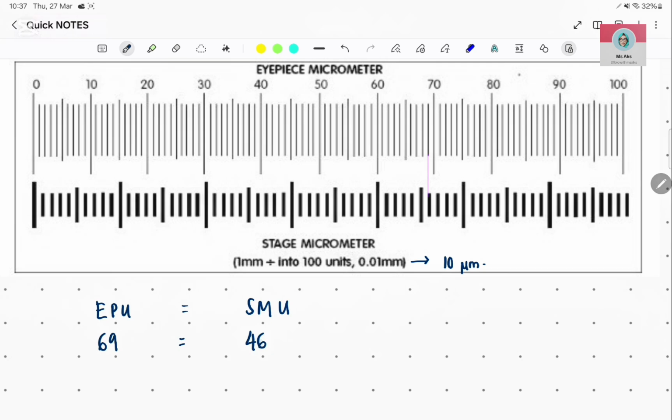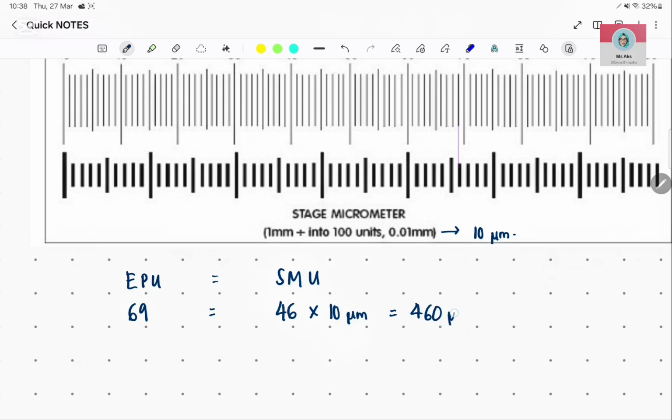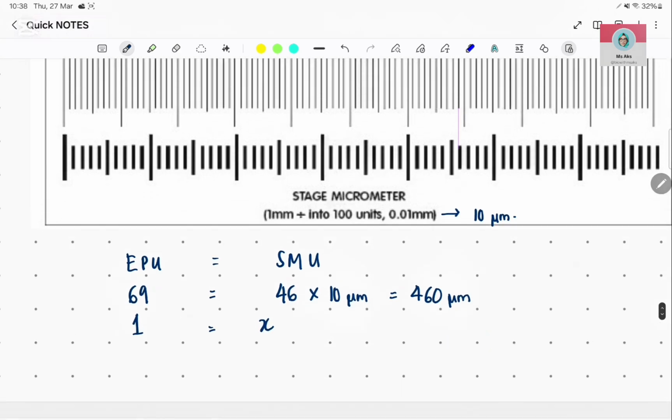So 46 stage micrometer units times 10 micrometers equals, you can do the calculation and check, 460 micrometers. Since we want to find out how much exactly one division of the eyepiece graticule is, if it's 1, how much is that? This is a cross multiplication. Therefore, 1 equals 460 divided by 69. You can do your own calculation and check. That would be 6.67 micrometers.